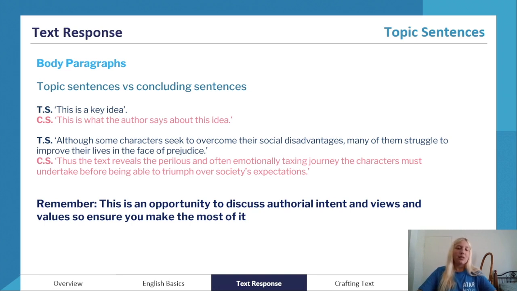And essentially, make your concluding sentences as strong and as interesting as possible. They do need to be something you've clearly justified through your body paragraph. It can't be something far-fetched, but the assessors pay the most attention to your topic sentences and your concluding sentences when it comes to body paragraphs. So you need to try to make these ideas as strong as possible.